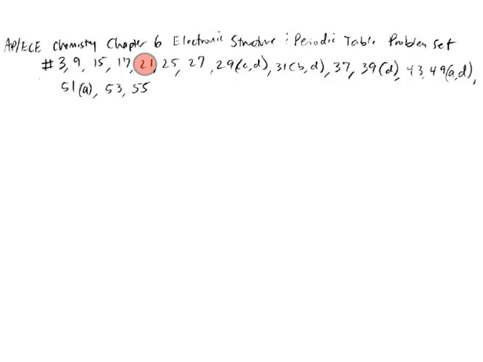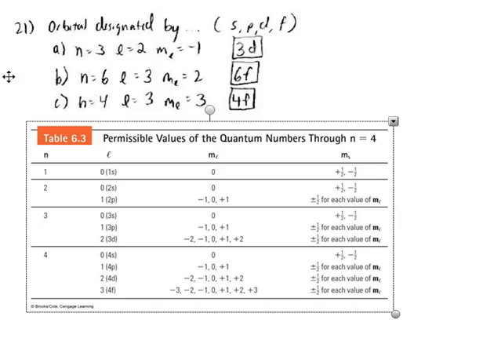Let's take a look at problem number 21. Problem 21 asks you to consider, again, orbitals, and you're trying to figure out what orbital is designated by the following quantum numbers that are given, and we're looking to pick out s, p, d, f, and what energy level these orbitals exist on. So if n equals 3, we're dealing with the third energy level. If L equals 2, we're dealing with a d sublevel. And if m sub L is -1, it's one of the orbitals within that d sublevel.